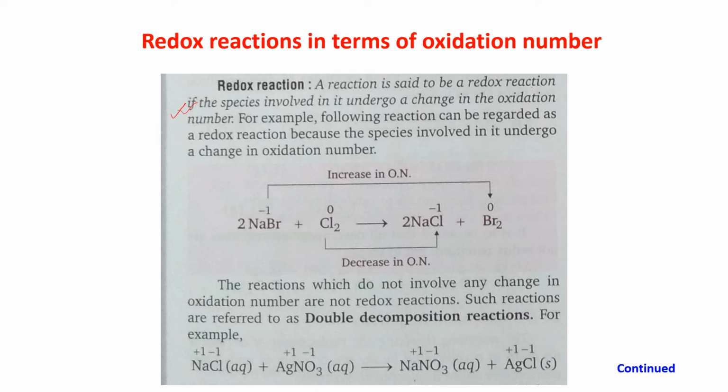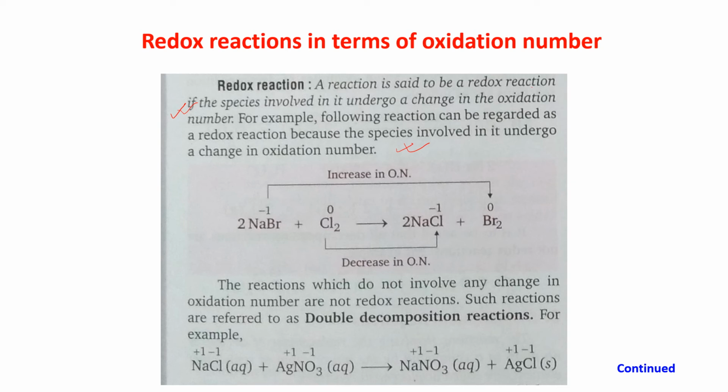That means in a particular reaction, oxidation and reduction both should be there. If it is not there, if the oxidation number is not changing for a particular species, that means that is not a redox reaction. For example, the following reaction can be regarded as a redox reaction because the species involved in it undergo a change in oxidation number.